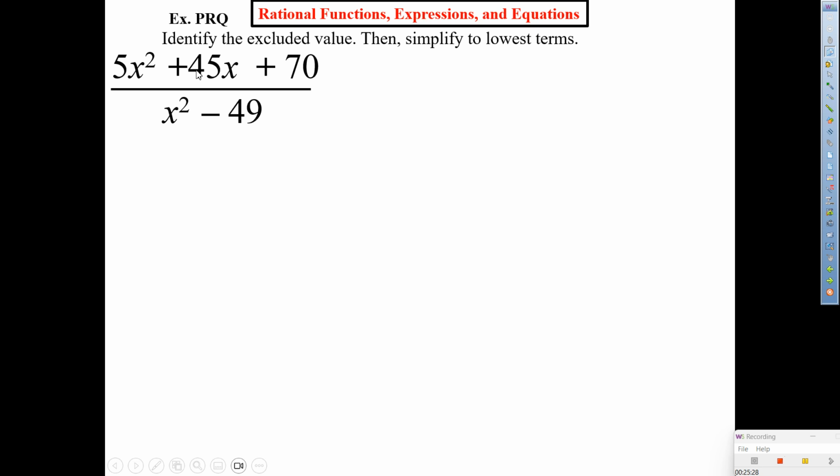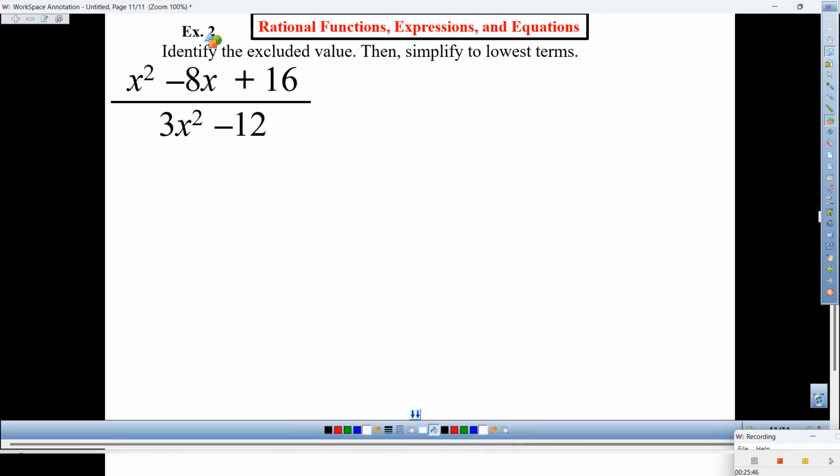All right, next copy example number 2: x squared minus 8x plus 16 over 3x squared minus 12. And for this one, I just want you to simplify it to lowest terms. Yeah, I see some of you factored instead of using square roots on the previous one, that's good. You can either factor or use the square roots.